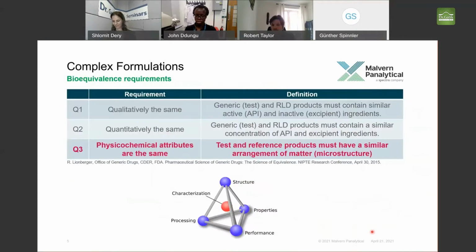Okay, it all comes down to these three metrics. Again, this is US FDA focused, but they highlight three areas of bioequivalence.